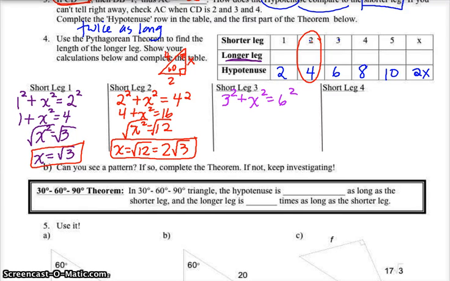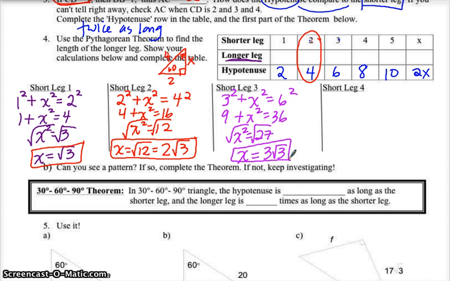So here we are in the third example. Let's see if we can really make sure there's a pattern going on here. As I said, 3 squared plus x squared equals 6 squared. That's 9 plus x squared equals 36. So therefore x squared equals 27. Take the square root of both sides and you get 3 root 3.